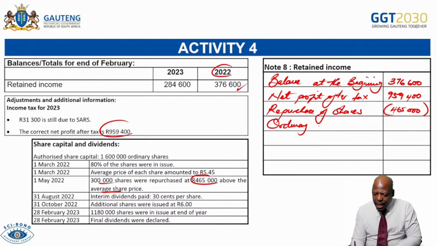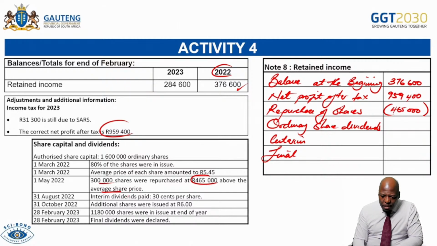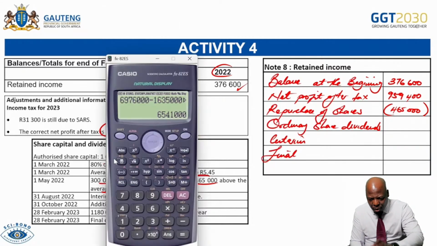We're going to say ordinary share dividends. I need to get my interim as well as my final. Let's start. On my interim dividends, we declare 30 cents per share. But the question is, how many shares was I having? Remember, we had the 80% of the 1.6 million. Let's do the calculations so that you can remember nicely.